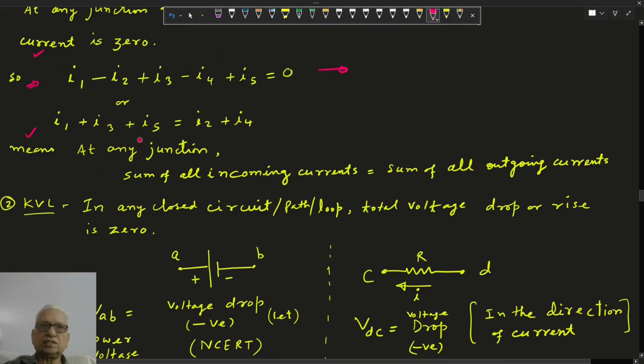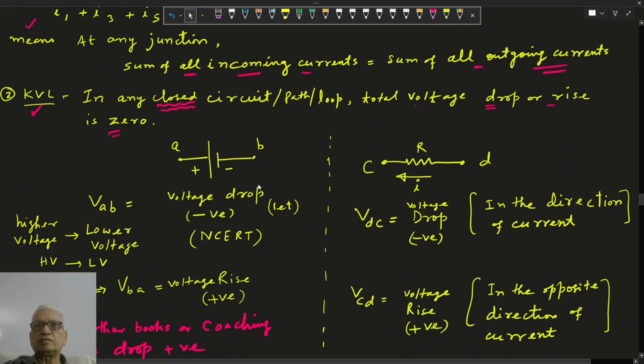At any junction, the sum of all incoming current is equal to the sum of all outgoing current. Second, Kirchhoff's voltage law. As per Kirchhoff's voltage law, in any closed circuit, path or loop, the total voltage drop or total voltage rise is 0.